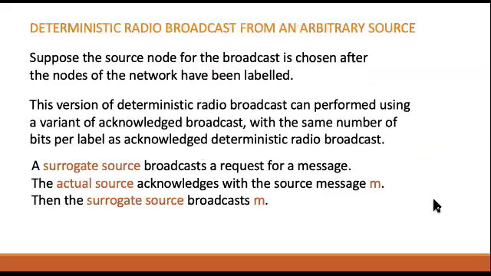Another extension of deterministic radio broadcast considers what happens if the nodes of the network are labeled before the source is chosen. In this case, a variant of acknowledged broadcast can be used. The idea is that the labeling is done using a fixed node with smallest eccentricity as a surrogate source. During the broadcast algorithm, the surrogate source broadcasts a request for a message. Instead of the fixed node Z initiating the acknowledgement, the actual source acknowledges with the source message M. Finally, the surrogate source broadcasts M on behalf of the actual source.